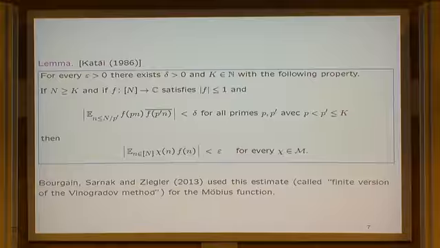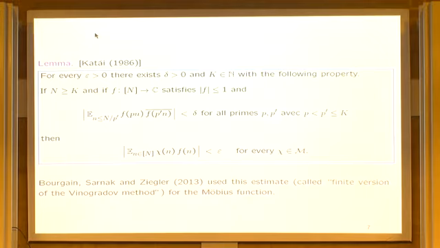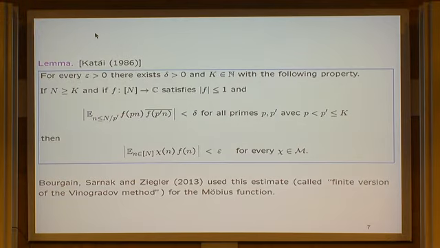So what is important here? First, that nothing depends on the multiplicative function, of course. Nothing depends on n. K and delta depend only on epsilon. It is not a difficult lemma. It's elementary number theory.